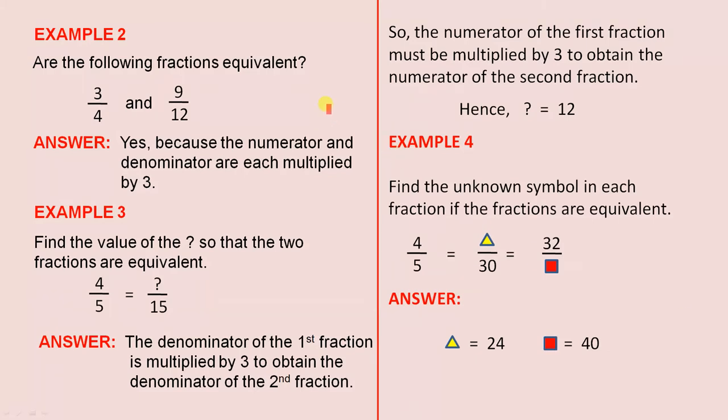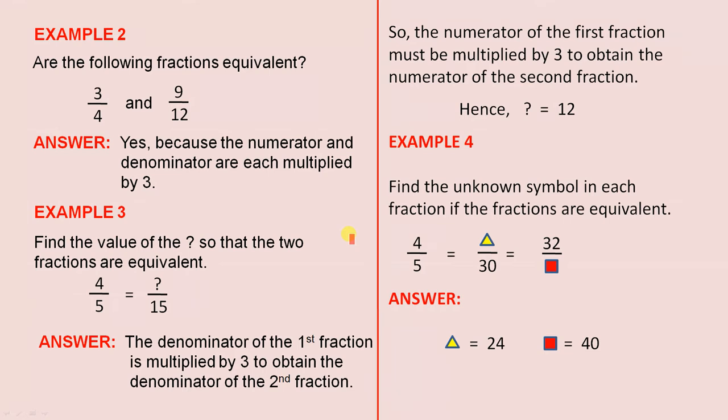Example 2. Are the following fractions equivalent? 3 over 4 and 9 over 12. The answer is yes, because the numerator and denominator are each multiplied by 3. 3 threes are 9, 3 fours are 12. So the fractions are equivalent.